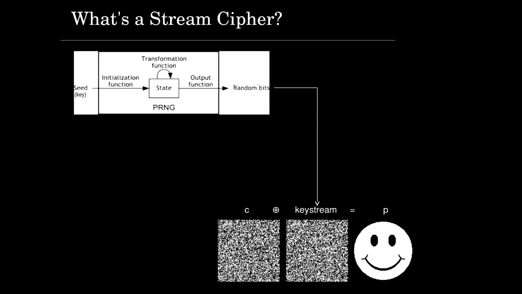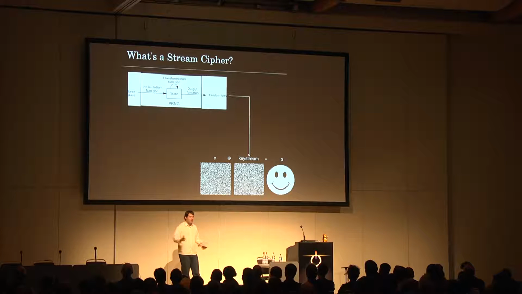Why? Because this is another property of the XOR operation. If you XOR something with the same element, whether it's noise or not noise, twice, that element cancels itself out. You XOR with noise, you XOR with noise again, the noise cancels itself out, and you get the plaintext back again.